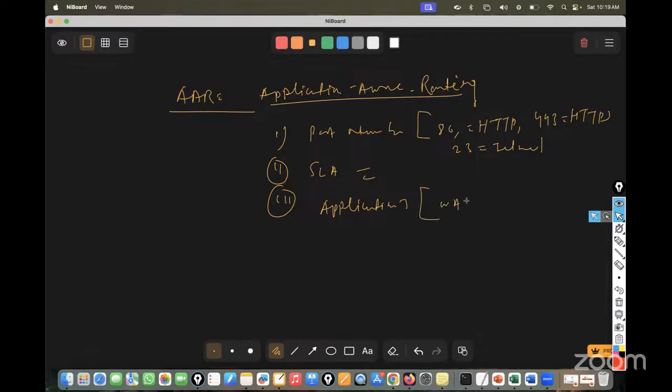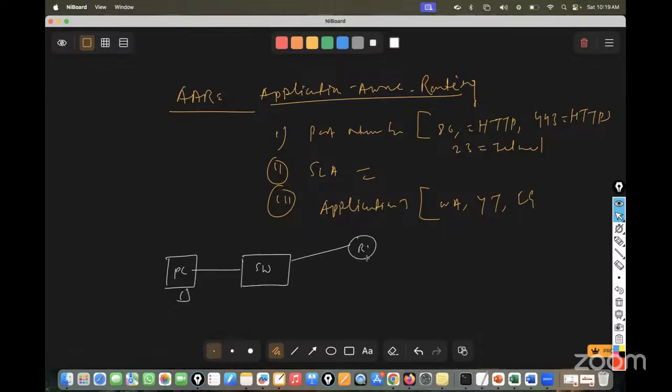Application is your WhatsApp, your YouTube, your Instagram. Let's take an example. This is my LAN user, connected with a switch. Very simple topology. This switch is further connected to R1 and R2. This is your internet, and this is MPLS. Take an example.